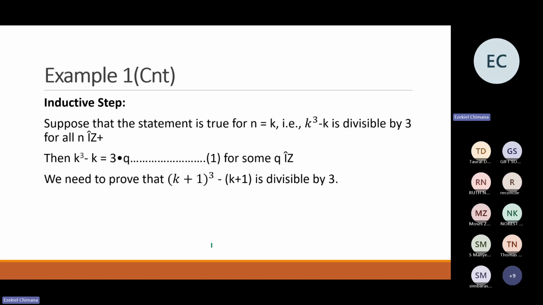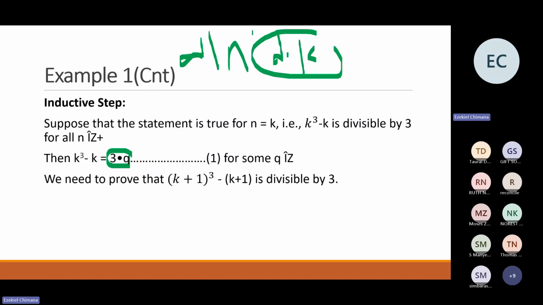Then let's go on to the assumption. Suppose that the statement is true for n is equal to k. That is, k cubed minus k is divisible by 3. So we can write that k cubed minus k is equal to 3q. Remember that divisibility, when we say d divides n, you are going to have something like d times something. I'm sure you remember this one.